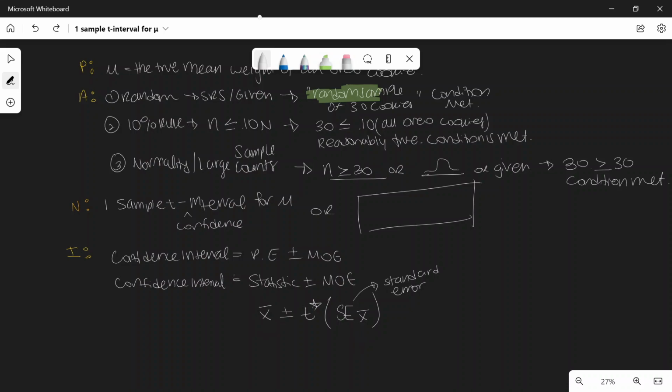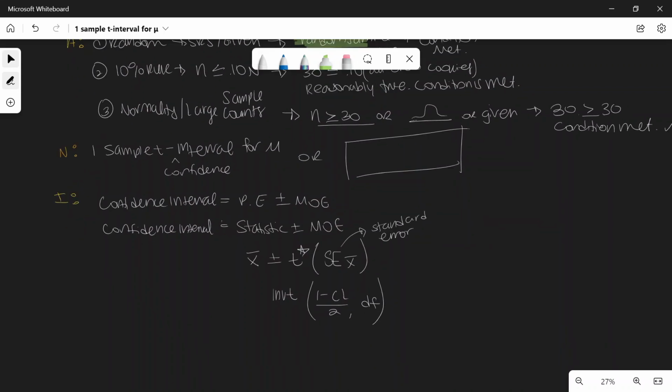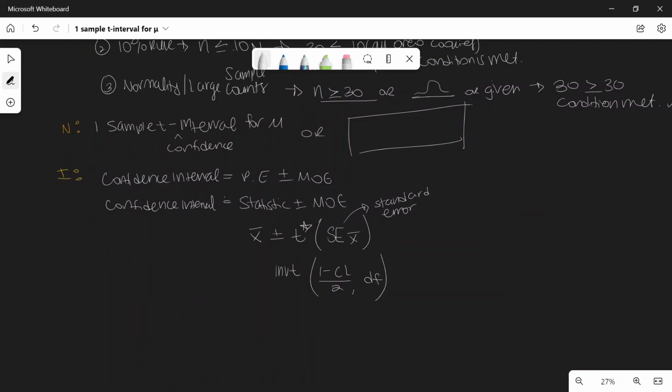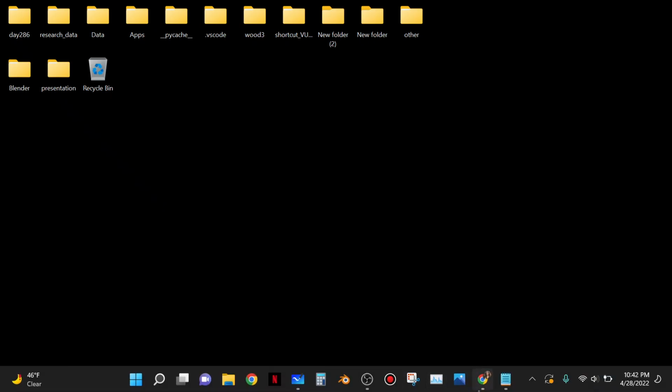Okay, so let's move on. So, t star is actually equal to inverse t, and it's kind of similar to z star, except there's one difference. So you still have 1 minus confidence level over 2, but then you also have this new thing called degree of freedom. So the degree of freedom is basically, how do I explain this? So it's kind of in the name. It kind of takes into account the freedom that this, how do I say it? Let me Google it. I don't know how to explain it. I'll just go with it.